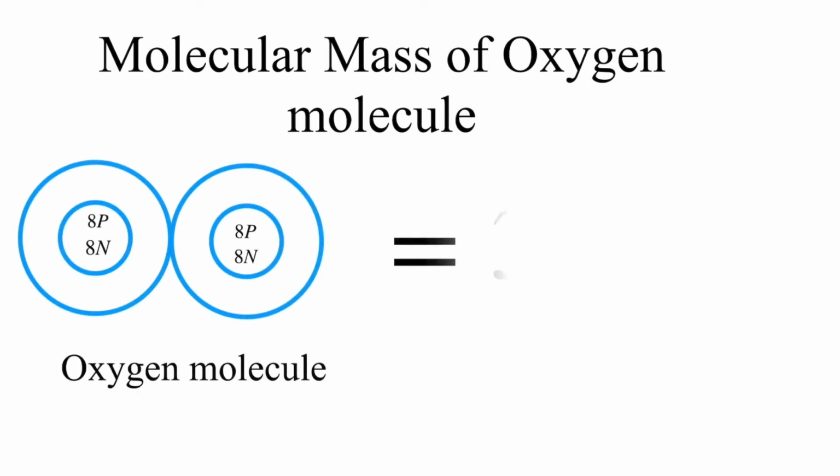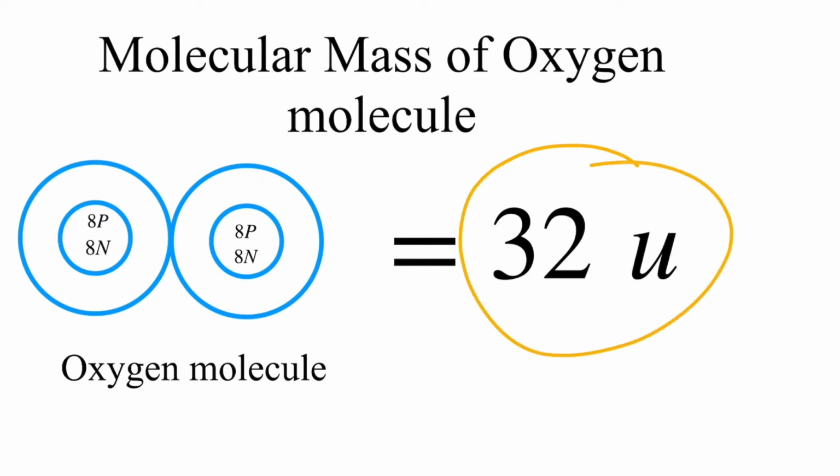Now what about the molecular mass of oxygen molecule? Oxygen is also a diatomic gas. That means one oxygen molecule contains 2 atoms of oxygen. So the total molecular mass of oxygen molecule is 32 units. 16 unit from one atom and 16 unit from second oxygen atom.